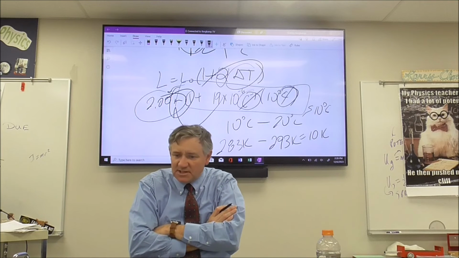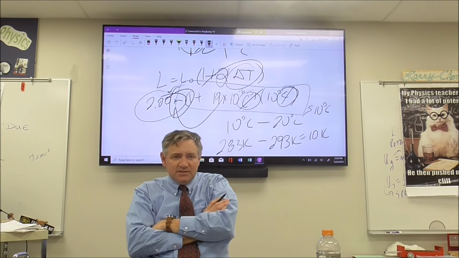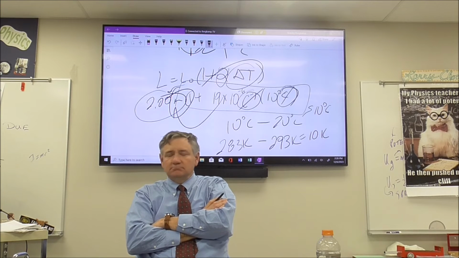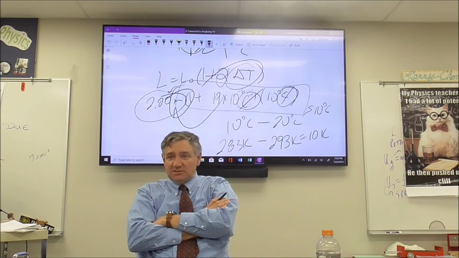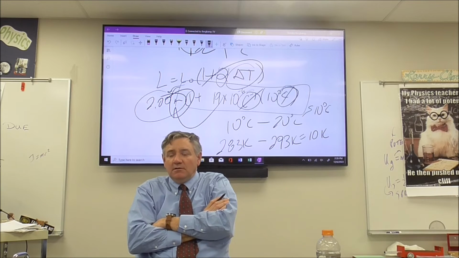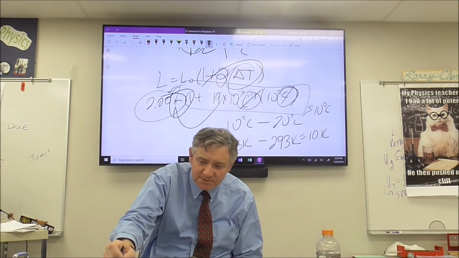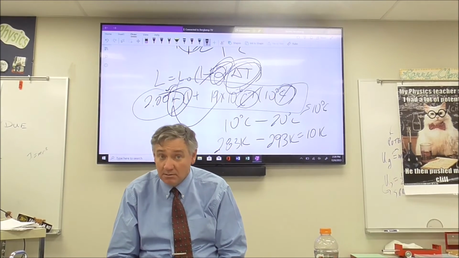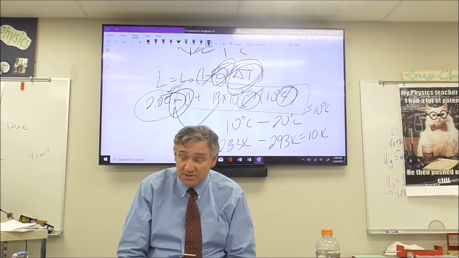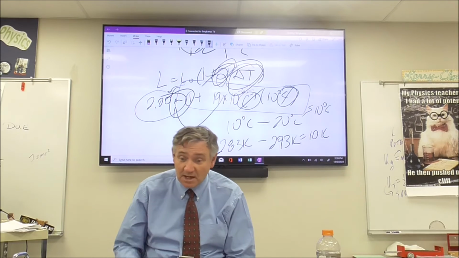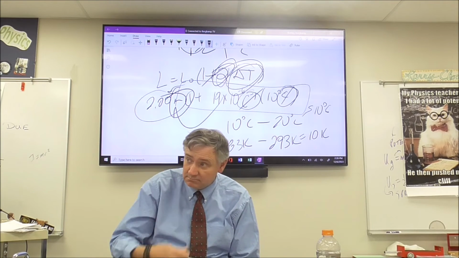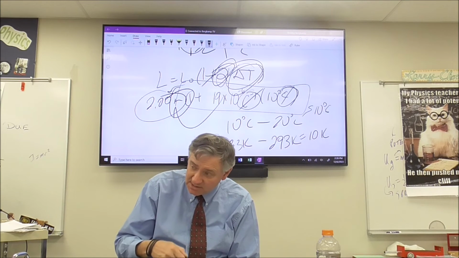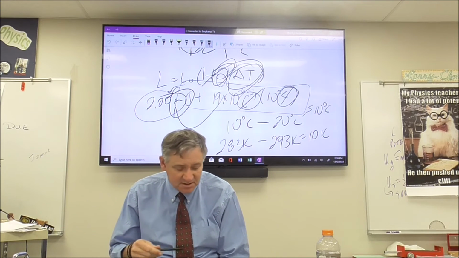Okay? Now, clearly, if there's no change in temperature, what's the value of what's inside that bracket? Zero. No, it's one. It's just one. Because if I have no change in temperature, and that's zero, I multiply that by alpha, I still get zero. Zero plus one is one. One times my L naught gets me my L. Okay? So that's why it has to be a change in temperature and not the temperature itself.